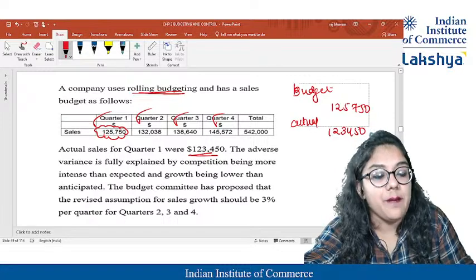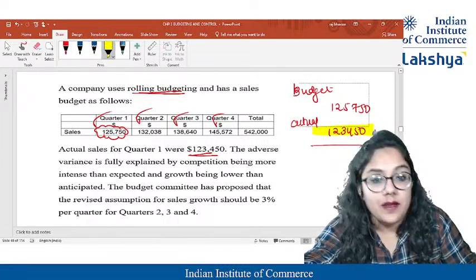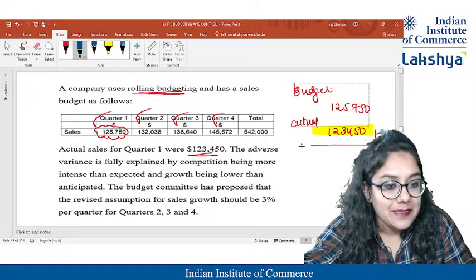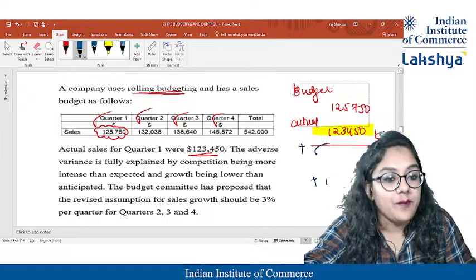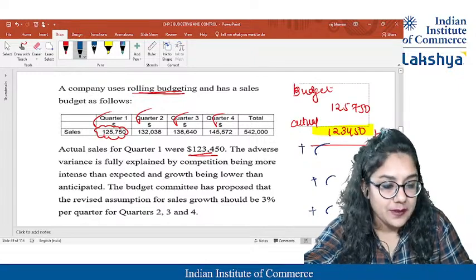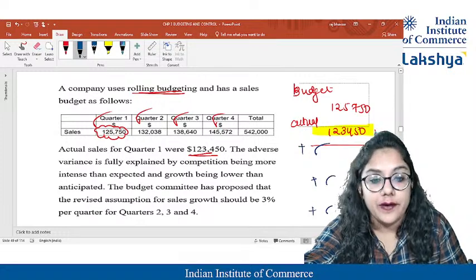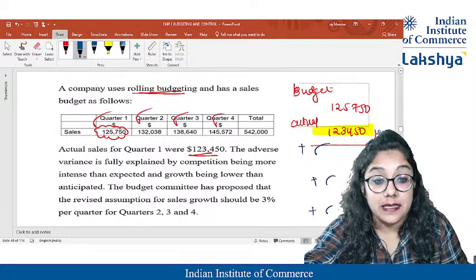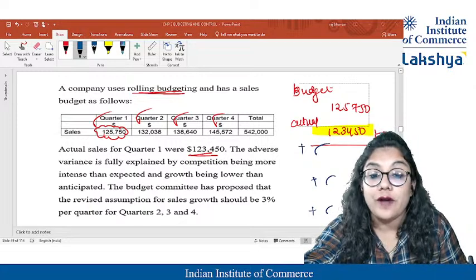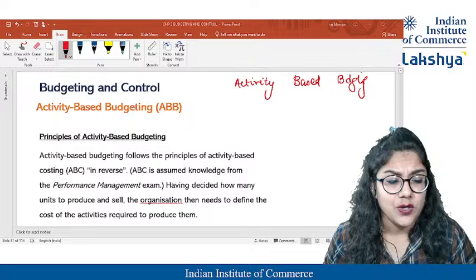So you will say, okay ma'am, it's reduced. Now this becomes the base. On this base, I will add something for the second quarter, third quarter, and fourth quarter. So they have told the adverse variance. Yes, there is an adverse variance, it is fully explained, and the budget committee is thinking there is a sales growth of 3% per quarter.